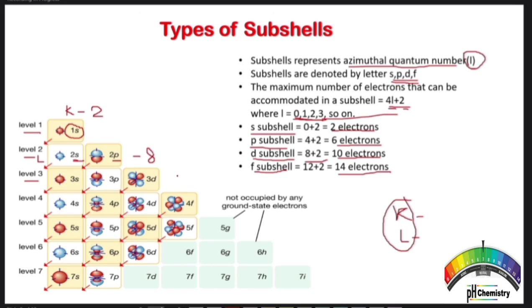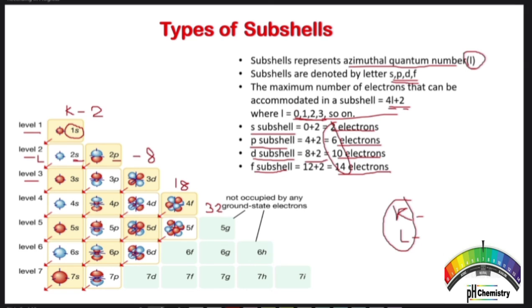For the third shell, the maximum capacity is 18 electrons. So it has 3 subshells s, p and d. It is represented as 3s, 3p and 3d. So 2 electrons in s, 6 electrons in p and 10 electrons in d. The total is 18 electrons. For the fourth shell, the maximum capacity is 32, so it contains all 4 subshells s, p, d and f. f contains 14, so the sum of 2, 6, 10 and 14 is equal to 32.